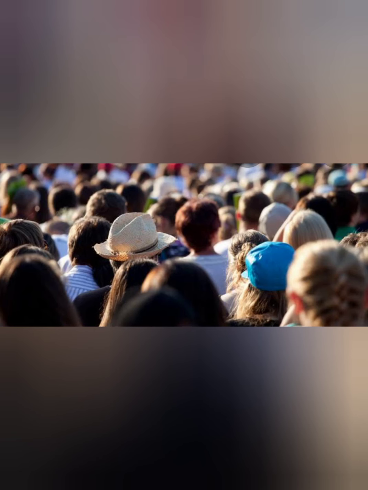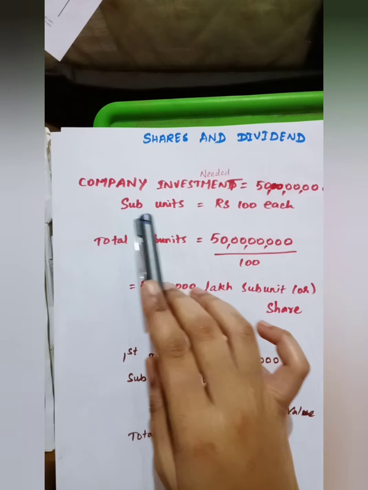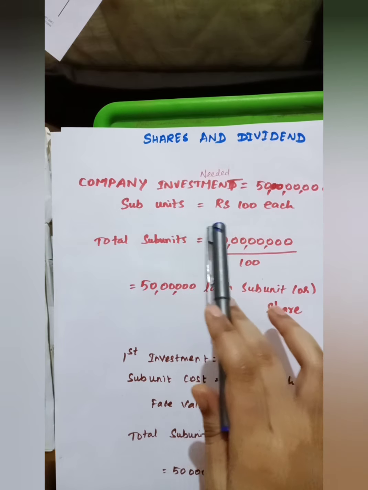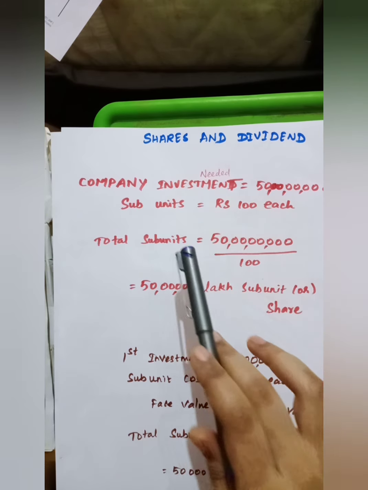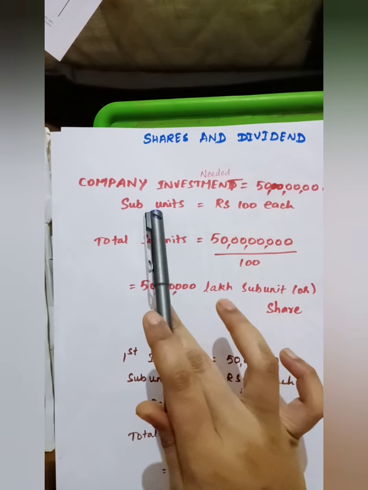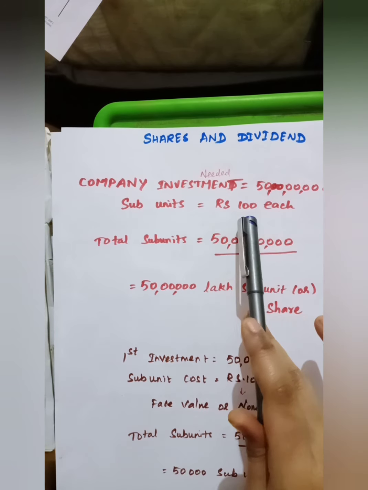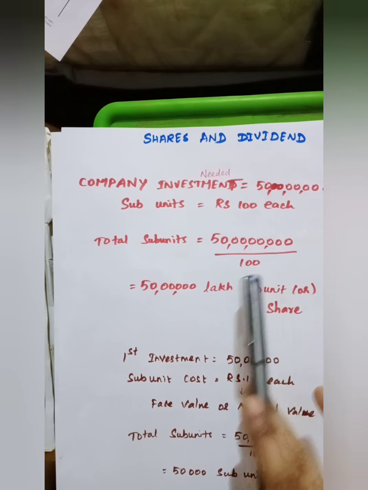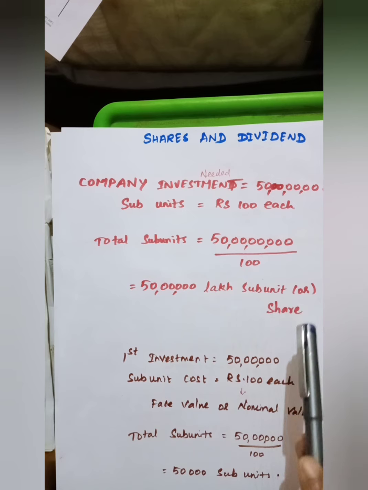As he is an ordinary man, he doesn't have that much money. So he thought to go and ask the public for money. He needs a total investment of rupees 50 crore and is going to divide it into smaller subunits. That is, company investment needed equals 50 crore and each subunit equals rupees 100. So if you divide 50 crore by 100, you will get 50 lakh subunits or shares.